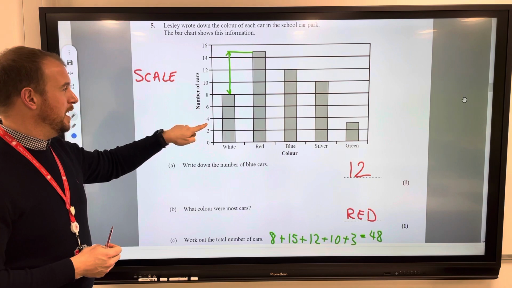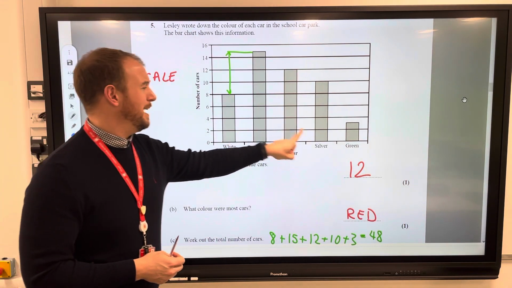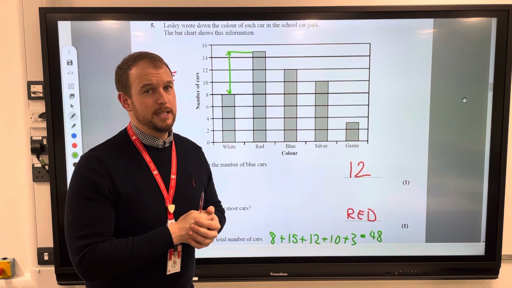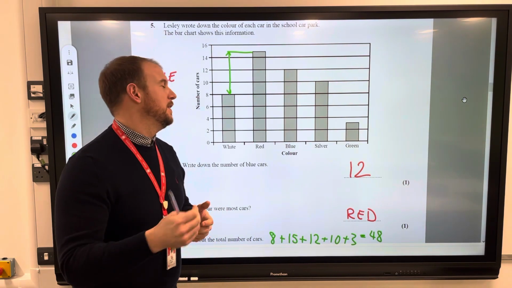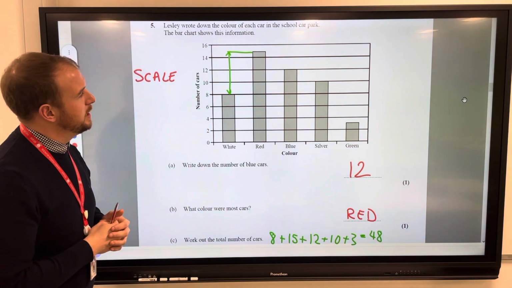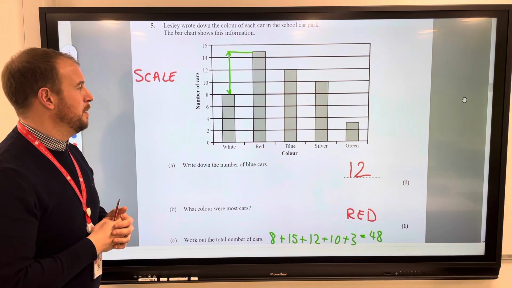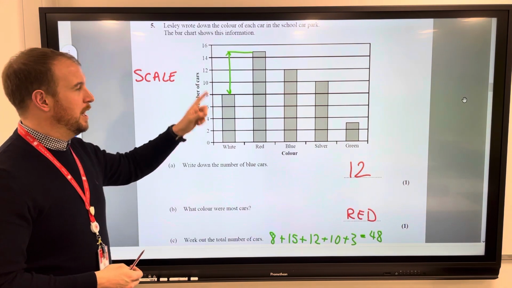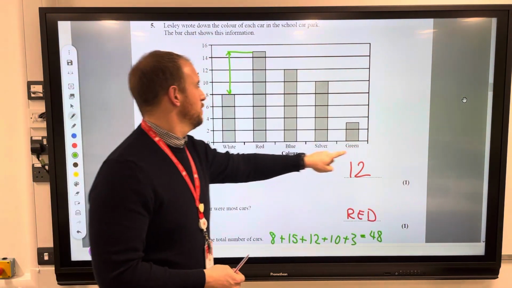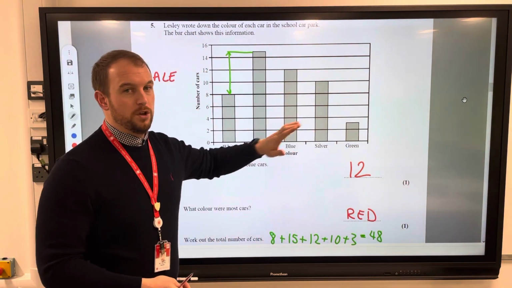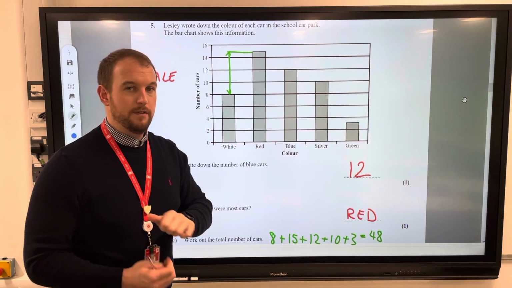Be careful with the scale. With this one, we have gaps between the bars because it is discrete data. Have a look at the other videos I've put up about drawing bar charts. That'll give you a bit more of an insight into why there are gaps there. But it's all about scale, accuracy, and also have a good look at the bar chart first before you even answer the questions. Have a go, and I hope it helps.